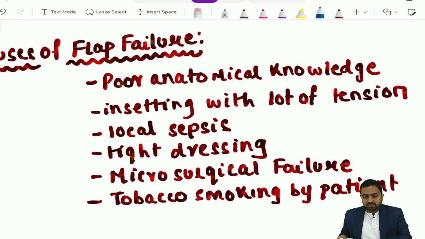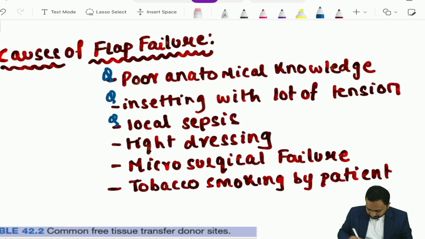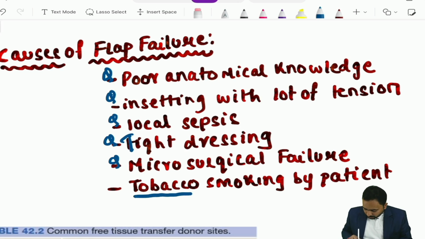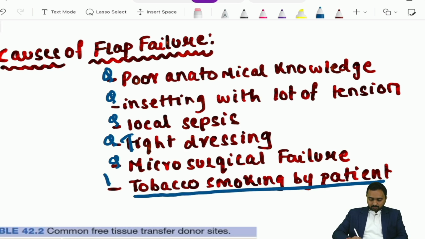So the various causes can be like the poor anatomical knowledge by the operating surgeon. Now, if you insert the flap with a lot of tension, that could compromise the blood supply of the flap. Then you have your local sepsis. Then tight dressing is another important cause that you often see for the failure of flap. Then you have your microsurgical failure because of the inappropriate anastomosis, and your tobacco smoking by the patient is another important factor for your failure of flap.